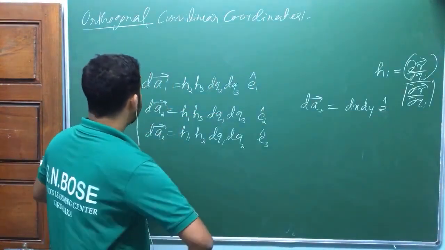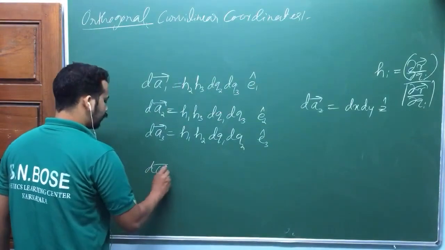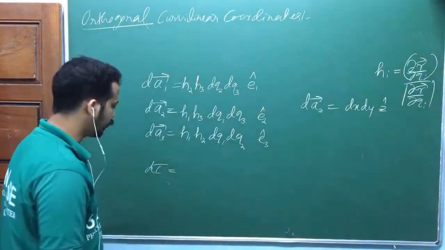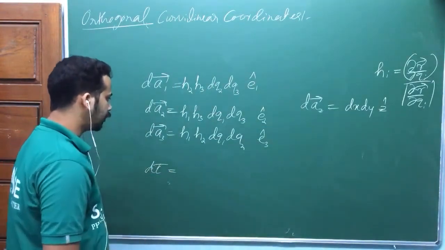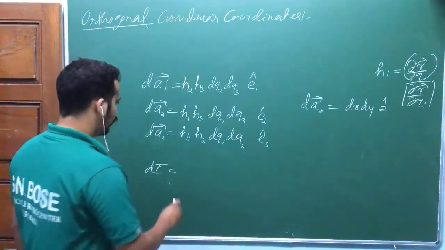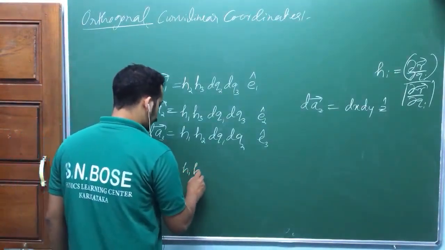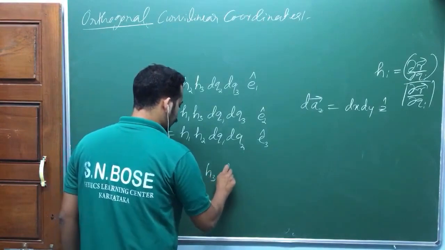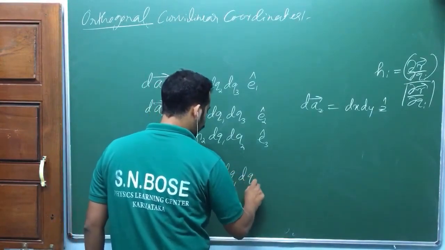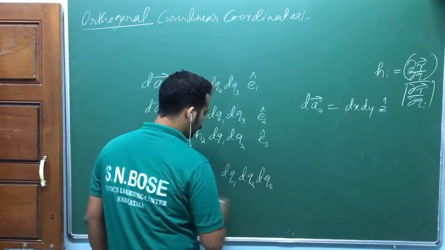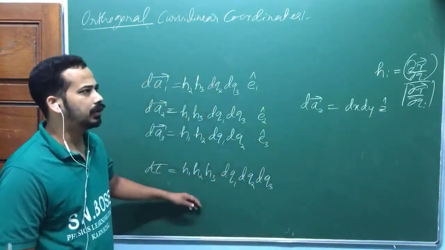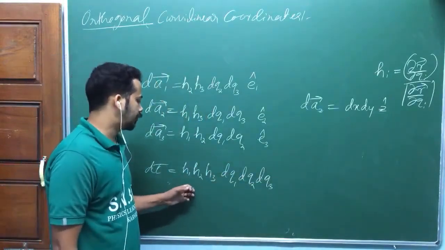Is that okay? Similarly, if you write the volume element for a particular coordinate system, it is h1, h2, h3, dq1, dq2, dq3. This is the volume element. Actually, this is a kind of cross product. I don't exactly remember what kind of cross product it is.